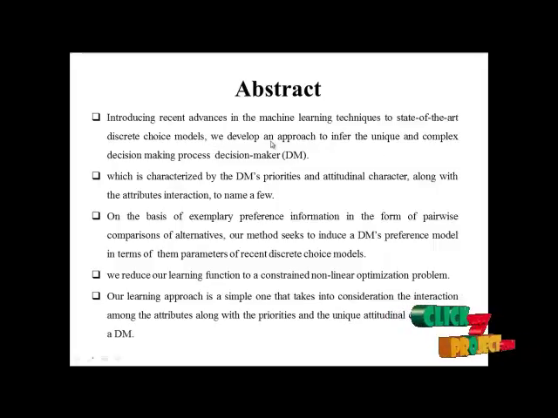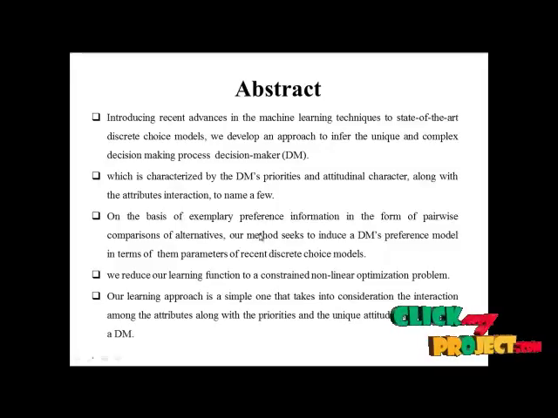Here we are developing different approaches to processing our data sets, inferring the unique and complex decision-making process of a decision maker, which is characterized by the decision maker's priorities and attitudinal character, along with attribute interaction, to name a few. We process the data sets by clustering data on the basis of exemplary preference information in the form of pairwise comparisons of alternatives.